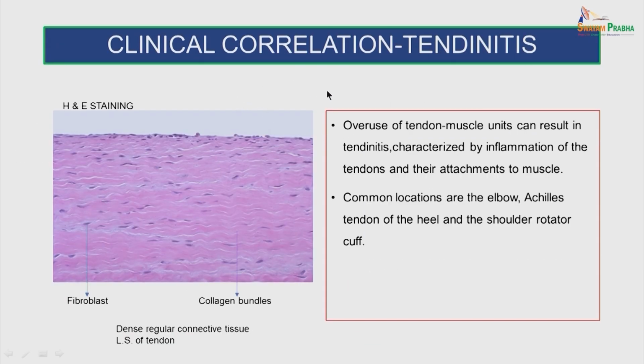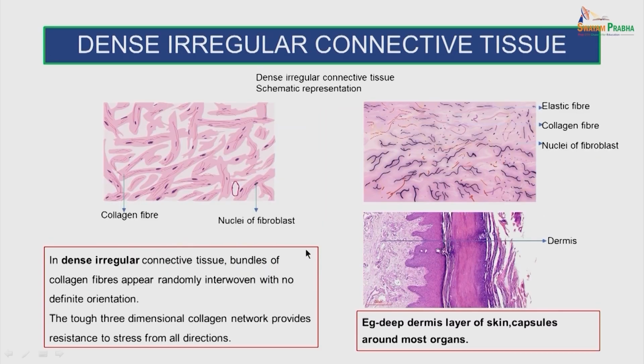The clinical correlation is tendinitis, which is overuse of the tendon. Overuse of muscle units can result in tendinitis, characterized by inflammation of the tendons and their attachments to muscle. The common locations are the elbow, the Achilles tendon of the heel and the shoulder rotator cuff.